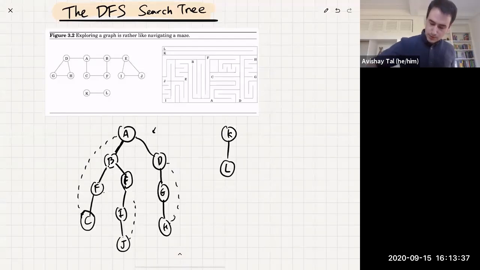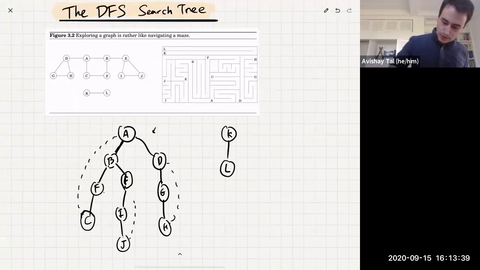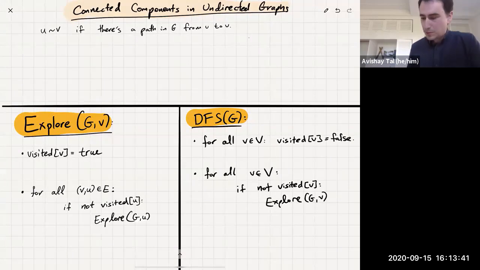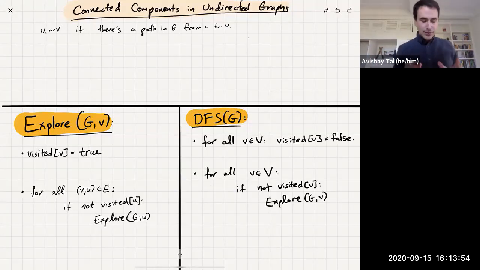All right, so now we move to the first interesting things that we're going to do with DFS. It's kind of apparent from what we did earlier, right? When we drew this search tree, we actually figured out which are the connected components of the graph, right?